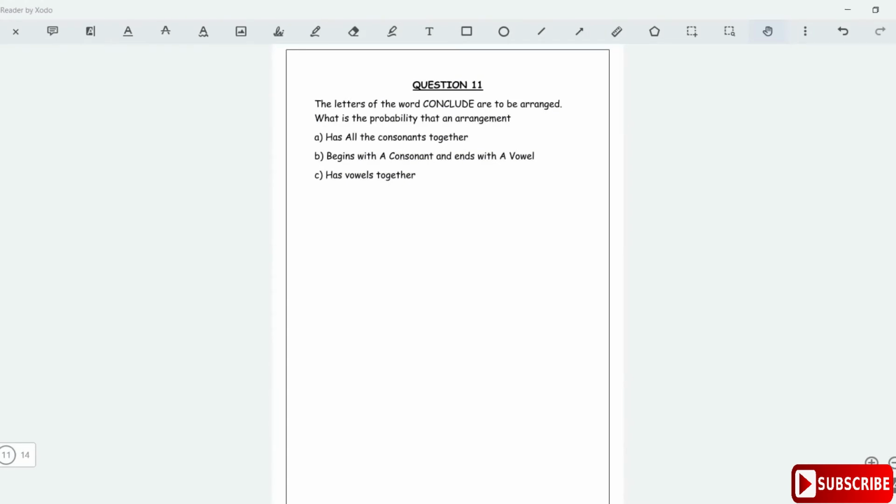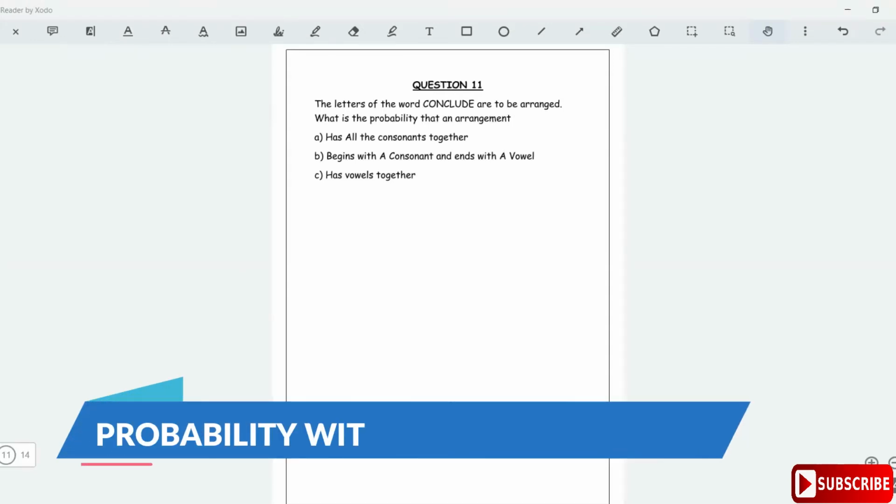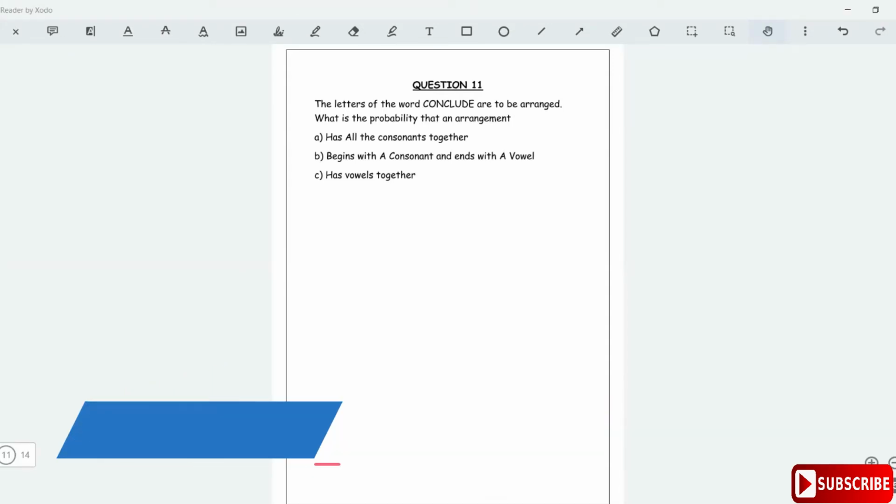Question says the letters of the word CONCLUDE are to be arranged. What is the probability that the arrangement has all the consonants together, begins with a consonant and ends with a vowel, and has all vowels together? Let's look at the first part. The letters of the word CONCLUDE are to be arranged. Find the probability it has all consonants together.